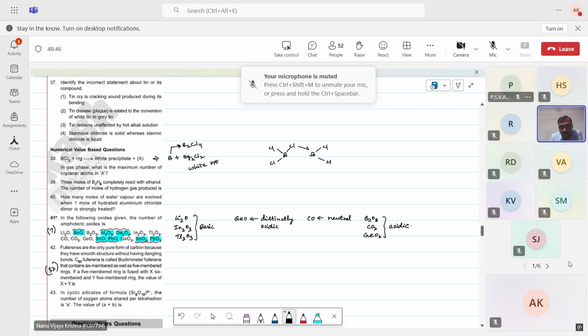Now it will form a coordinate-covalent bond. Correct? What type of bond is this? Is it a banana bond or not? Three-center, 4-electron bond. It is not a banana bond. A banana bond is a 3-centered, 2-electron bond. Once check the answer for this question. What did they give? 4.